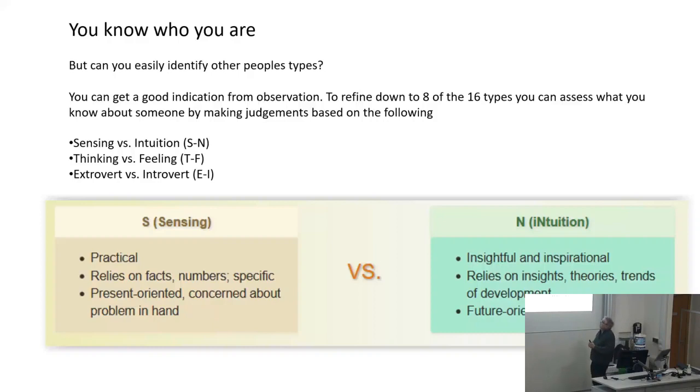So you can get some indication from observation. You can put people into about eight of the boxes, or a sort of a category of 8 anyway. You can make judgments based on the following. You can get a clue whether they're an S person or an N person by looking at how they rely on facts, numbers, whatever, or if they're inspirational, insight, future orientated, front and back. So you can take a view on that.